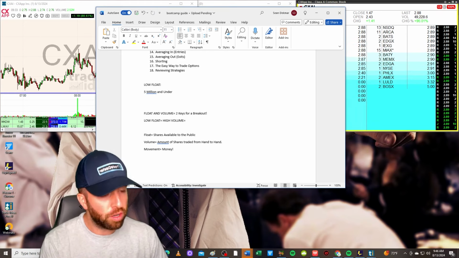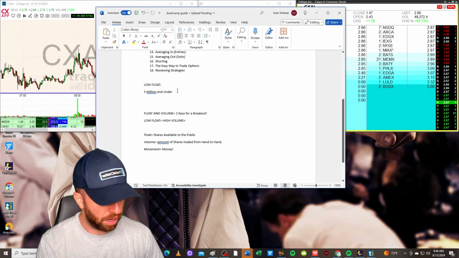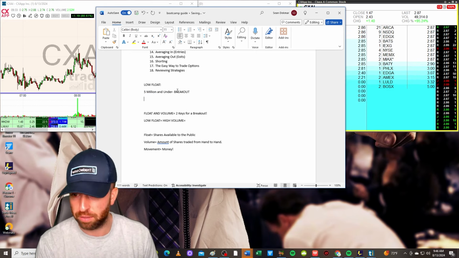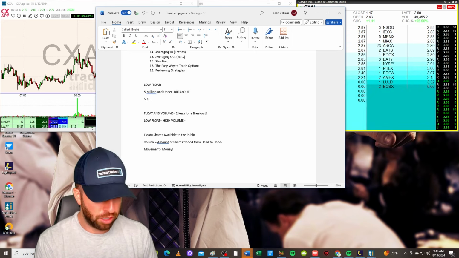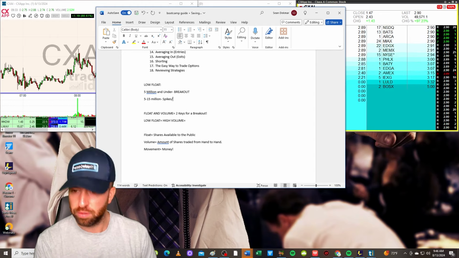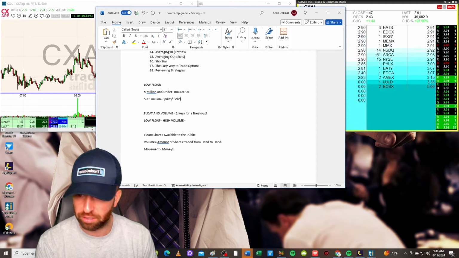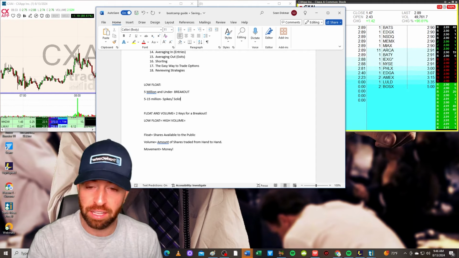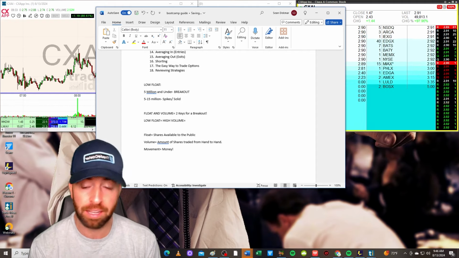Solid, or again, still could go on very big spikes. I'm going to say 5 million and under is where you can get those monster breakouts, right? 5 million to about 15 million is where you can get very nice spikes, but they're just not going to be as crazy. So spikes are very solid still, right? Under 5 million float, things can get crazy. 5 to 15 million, I still like it.